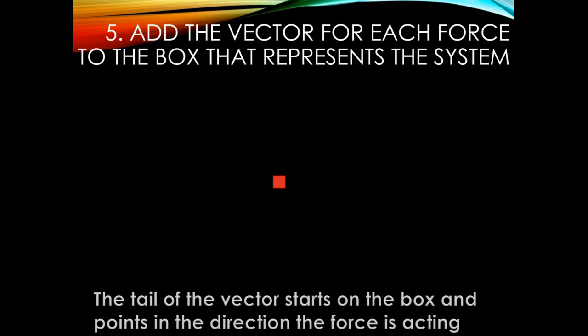Now we are going to draw our vectors onto the box that we will be using to represent our system. The force of gravity is going to point down. We always start the vector on the box and point in the direction the force is acting. So our gravity vector is going to be an arrow that points down out of the bottom of the box. The normal force vector will start at the top of the box and point in the up direction.